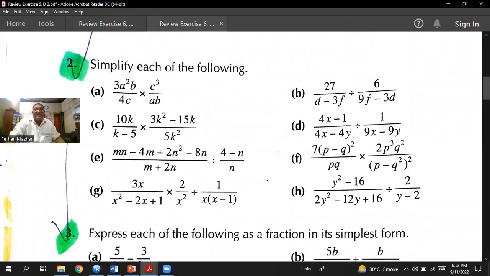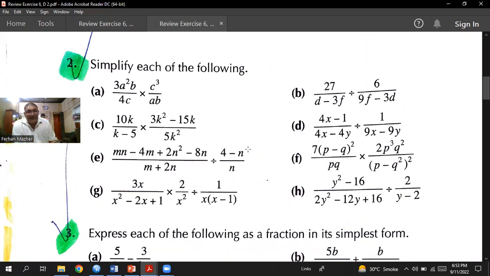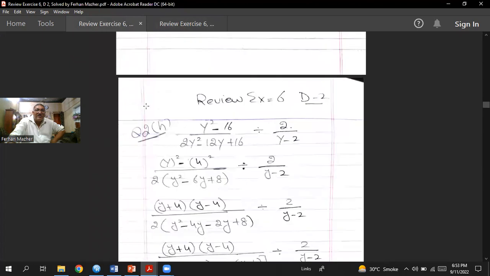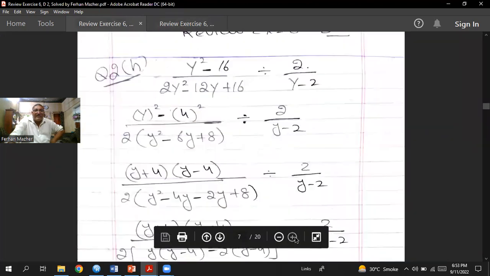Okay, now the next question is H part, question number 2, H part. It says y square minus 16 divided by 2y square minus 12y plus 16, and divide 2 divided by y minus 2. Okay. So the H part, so let's see how this is done. So the H part is coming up on your screen. So let's increase the size.